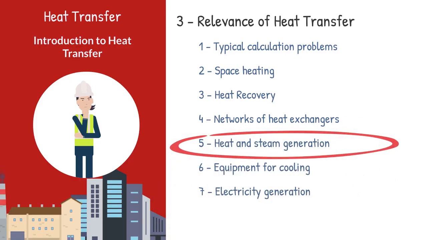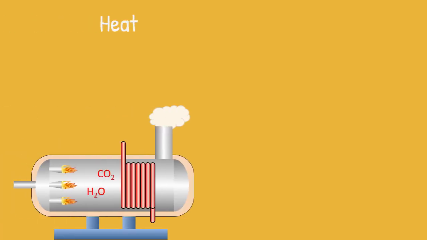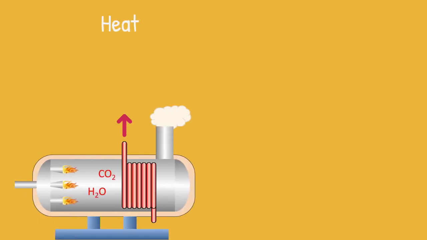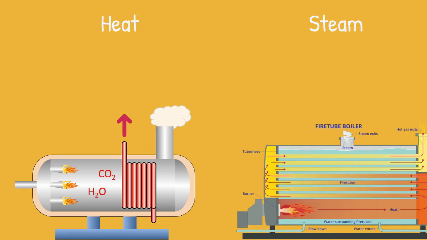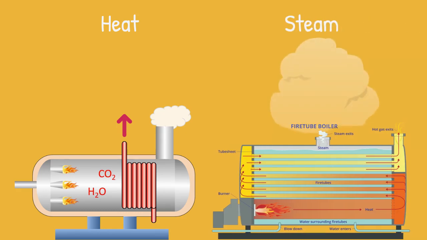Heat and steam generation. Another industrial application is the generation of heat and steam. Steam is generated in a boiler, which can be of many types. Steam can be used as energy carrier fluid or to generate electricity in a Rankine cycle.